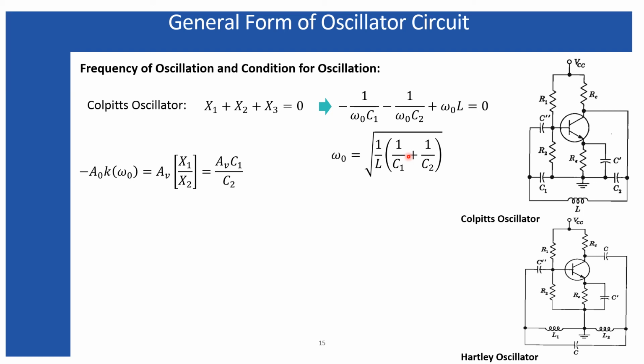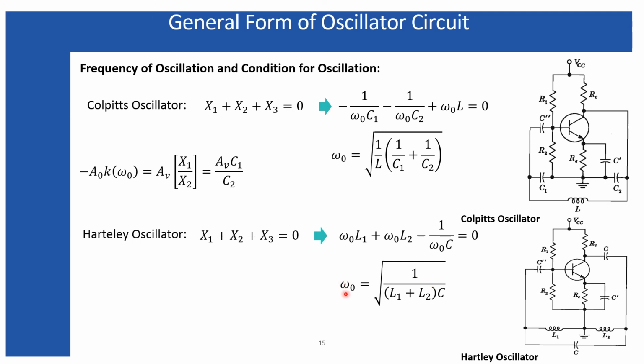And the condition of oscillation can be obtained from this expression which I obtained in my earlier slide, where X1 and X2 will be of similar type. So I have just written this X1 as C1 and X2 as C2. Similarly, for the Hartley oscillator, I am replacing X1 and X2 by two inductors, and the third one X3 by the capacitor, and the frequency of oscillation I am obtaining as shown in this expression. And similarly, following the same equation, the condition of oscillation we are obtaining as shown in this expression.